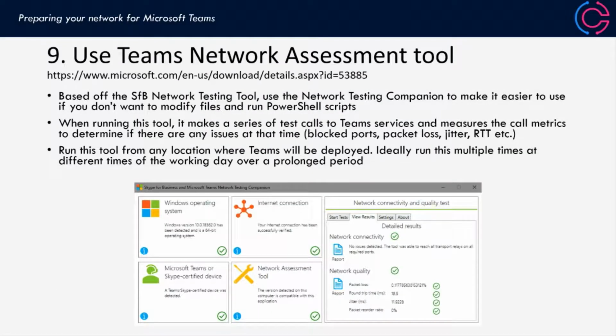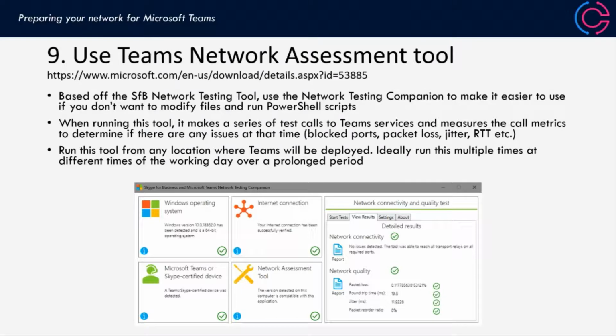So another one around network planning and assessment is using the Teams network assessment tool. This tool effectively will allow you to run some test calls in the background, and you can run 1, or you can run 20, or you can run 100, I think, and it will effectively run those tests in the background. You don't have to do anything, and then run a report and give you any potential issues that you might have.